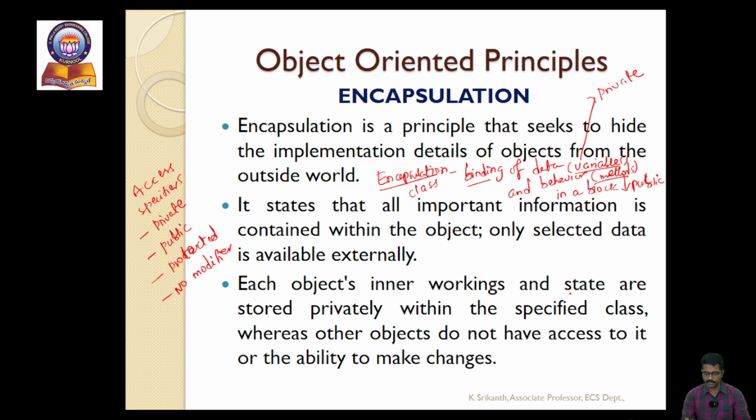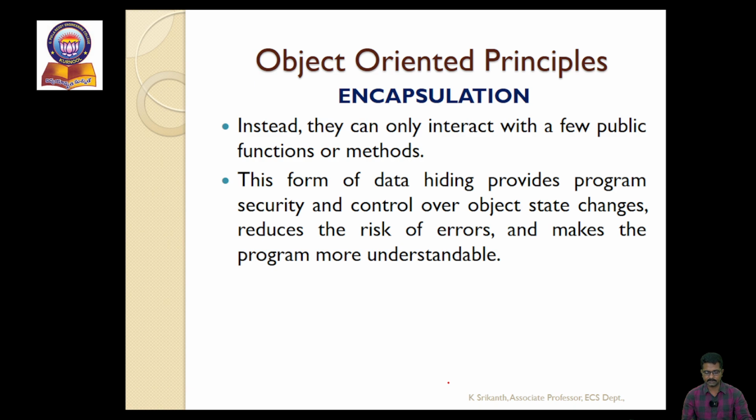So here we can see that state is stored privately. State is nothing but your variables. So we have to make the variables as private, which cannot be accessed outside the class, whereas we need to make the methods or functions of a class as public, so that we can interact with your data using methods outside the class, right? So it is like data hiding, security to your object state, right? And we can reduce the risk of errors and make the program more understandable, right?